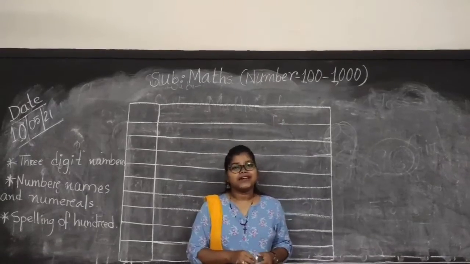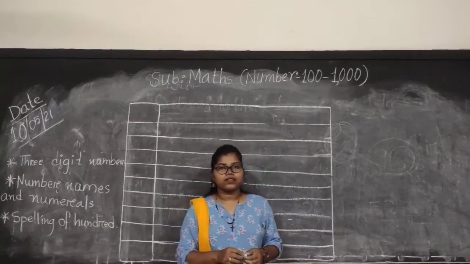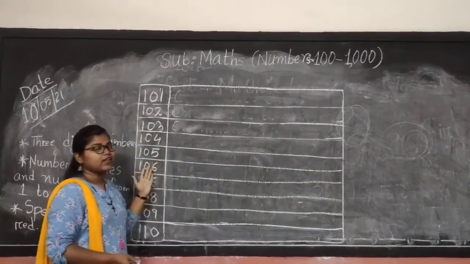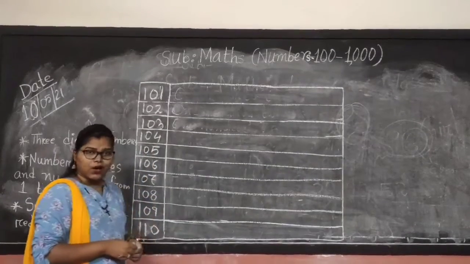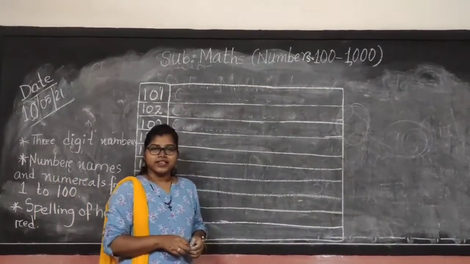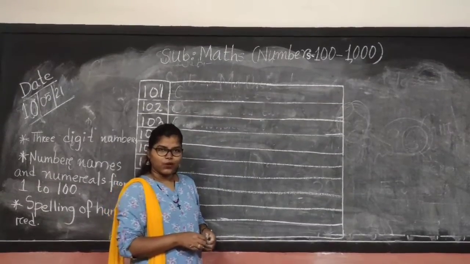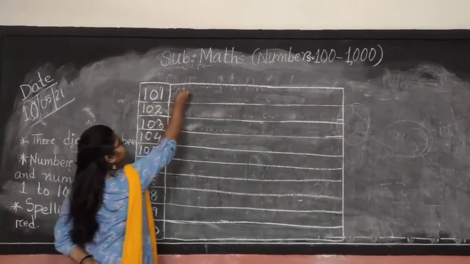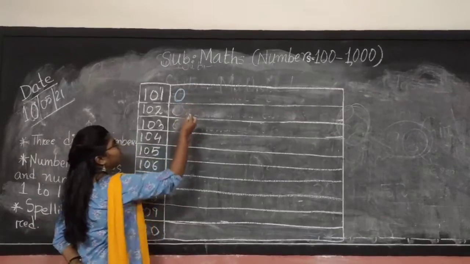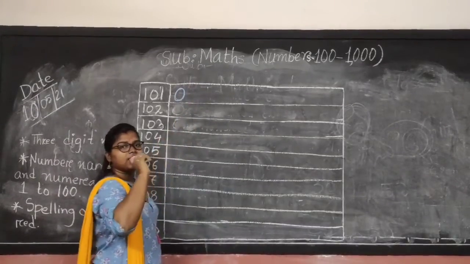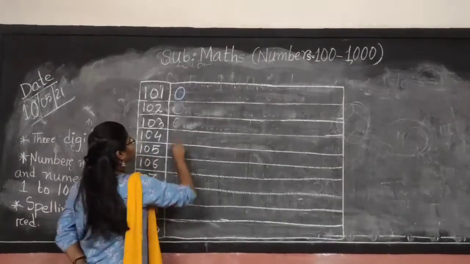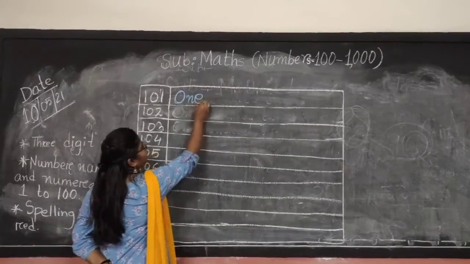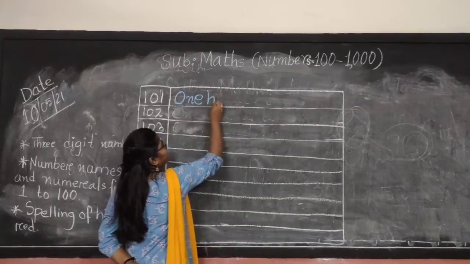Okay? So, let's start from 101. So, dear children, you can see here I have already written the numerals and now we are going to write the names of the different numerals. Okay? So, we will start from 101. You see how to write the different names of numerals. 101. So, you see you have to write 100.